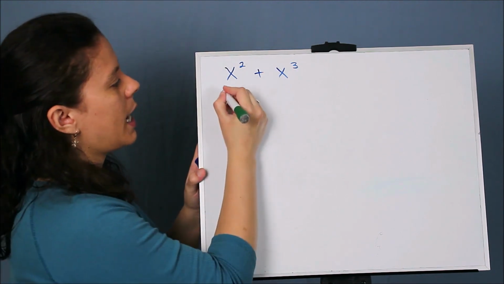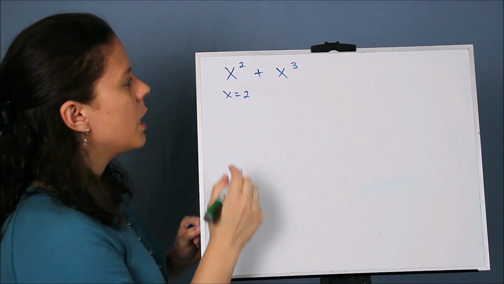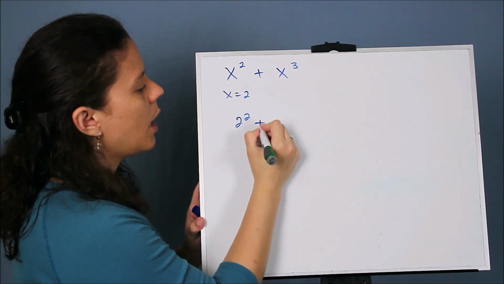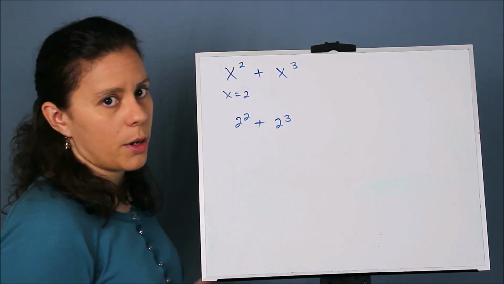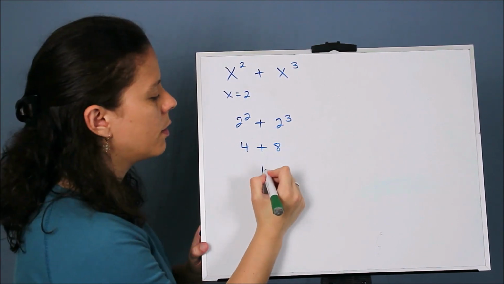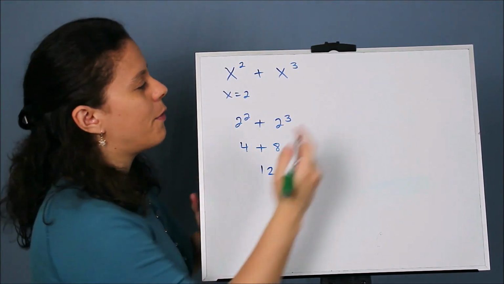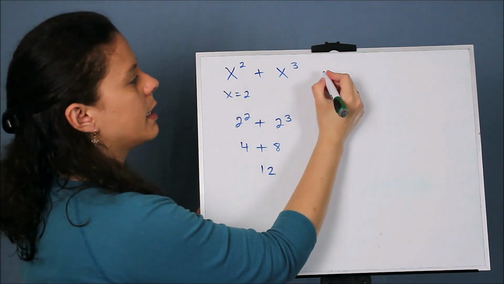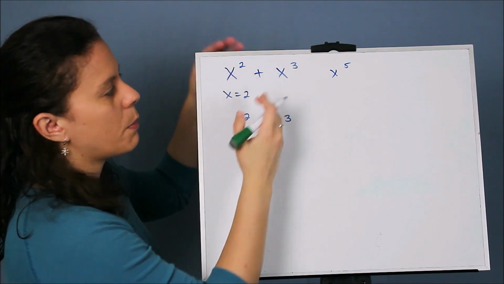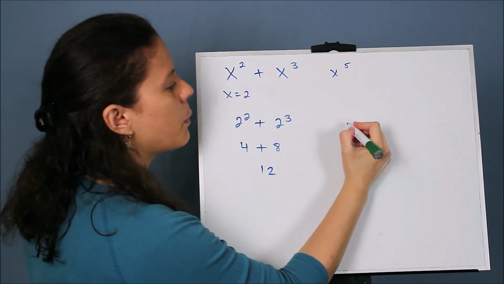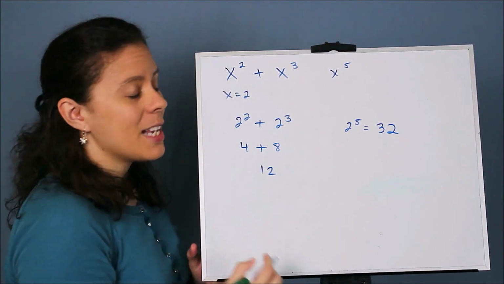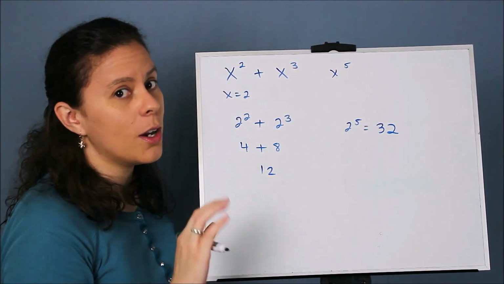So let's suppose I make x equal to 2, to make it simple. If I do 2 to the second power plus 2 to the third power, that would be 4 plus 8, which is 12. If I assumed that this would be x to the fifth power, or that 2 to the second power plus 2 to the third power would be 2 to the fifth power, well, 2 to the fifth power is actually 32. So as we can see, 32 and 12 are not the same thing.